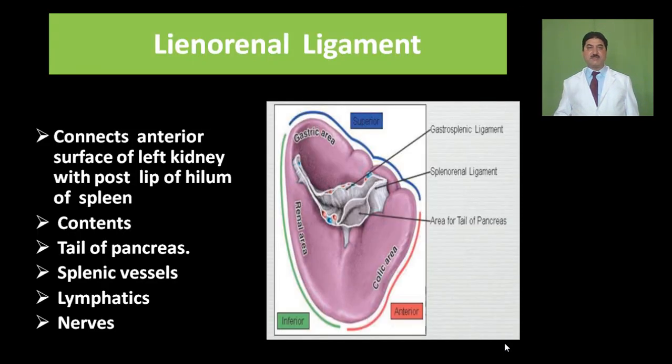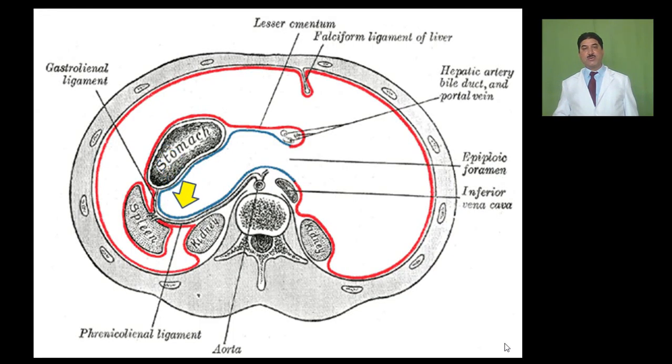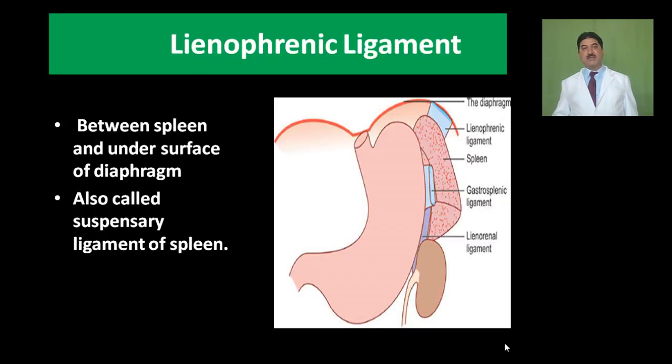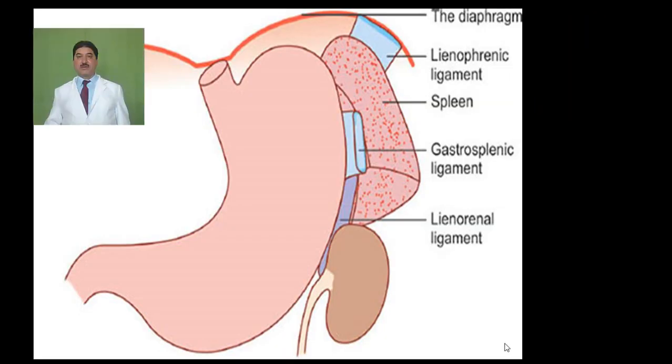Lienorenal ligament connects the anterior surface of the left kidney with the posterior lip of the hilum of the spleen. It contains the tail of the pancreas, splenic vessels, lymphatics, and nerves. This is the lienorenal ligament. Lienophrenic ligament lies between the spleen and the undersurface of the diaphragm. It is also called the suspensory ligament of the spleen.